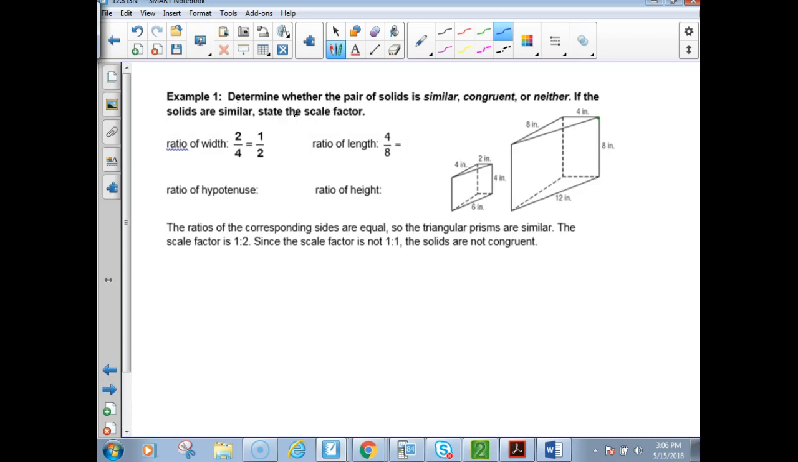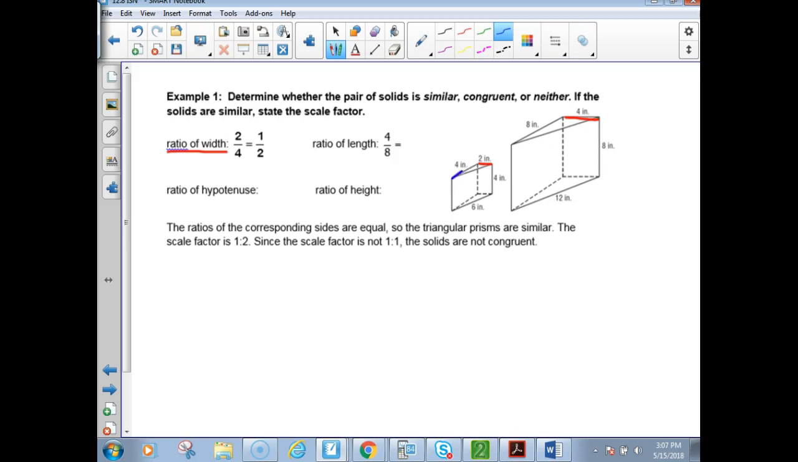If the solids are similar, state the scale factor. So what you have to do is check if all of the things are proportional. So you go, all right, 2 is to 4. That's the one they're looking at right here. It reduces to 1/2. You don't have to worry about whether you color code this or not. I'm just trying to show you where they're getting this from.